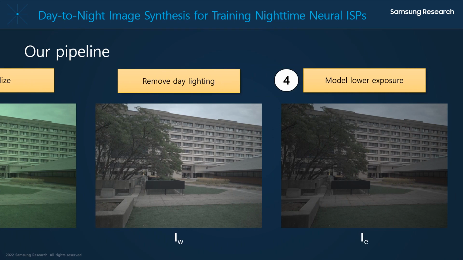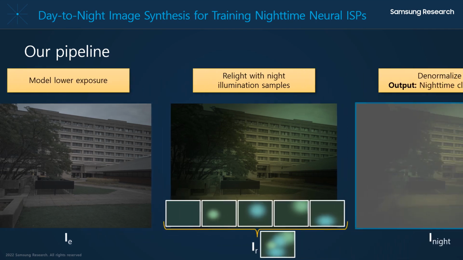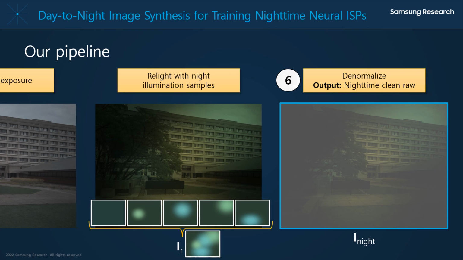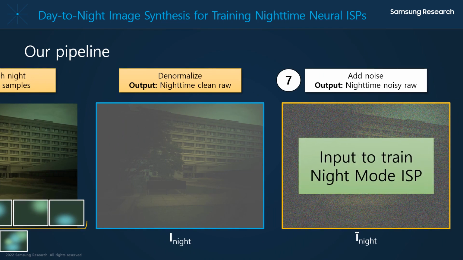Next, we lower the exposure of the daytime image by multiplying it by a random global scale factor. We locally relight the scene using a small random set of night illuminants with random locations and fall-offs. We finally denormalize the image to obtain our synthetic nighttime image. Adding noise produces a noisy raw nighttime image, which is the input to train the neural night mode ISP.